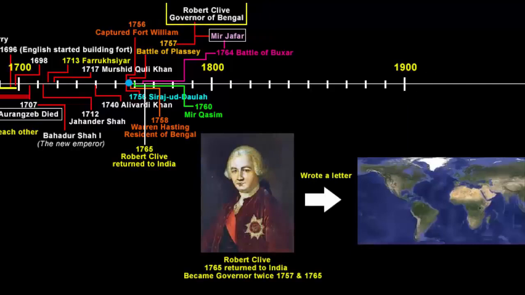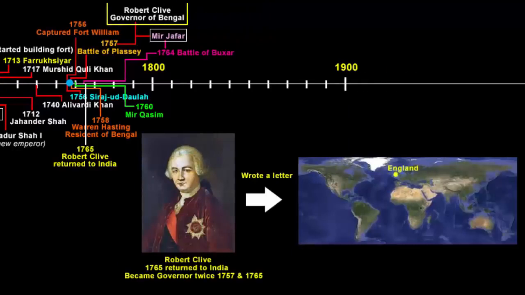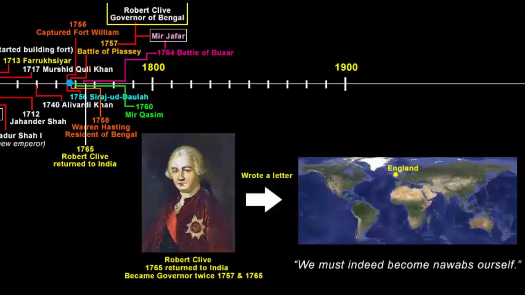Governor Robert Clive then wrote to the company chairman in London. He said, "We must indeed become Nawabs ourselves." Remember, Clive was an officer in the company's army who was made the governor of Bengal. He did not have any authority to conquer the Bengal province. While he could not, instead he lobbied his superiors for permission to become a Nawab.